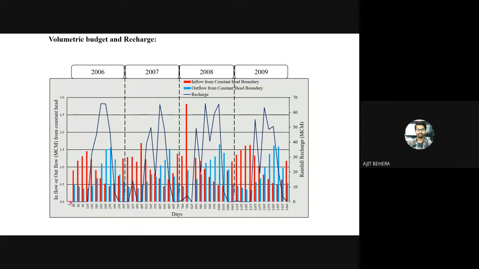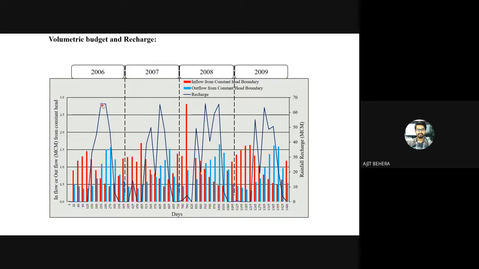So here what happens? You see the inflow from the constant head boundary and outflow from the constant head boundary. Inflow is more, meaning there is no rainfall and we are extracting more groundwater. Okay. So when there is rainfall, recharge takes place. The recharge line goes up. Here you can see around 68 million cubic meters of recharge takes place within this monsoon time period.